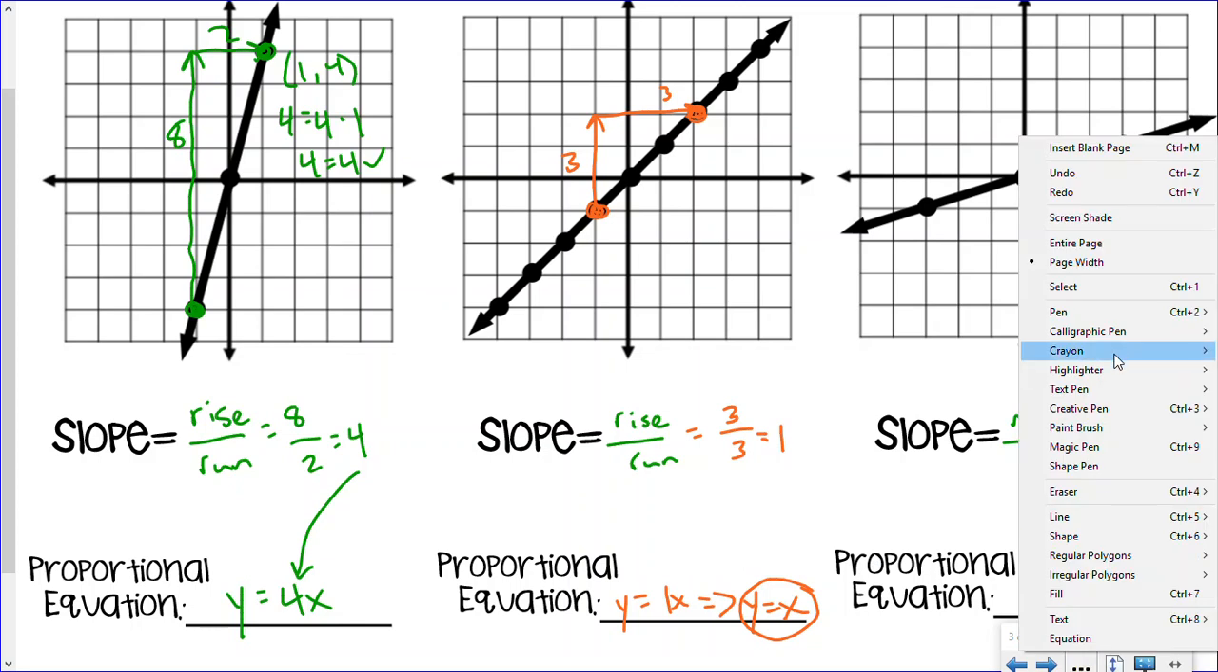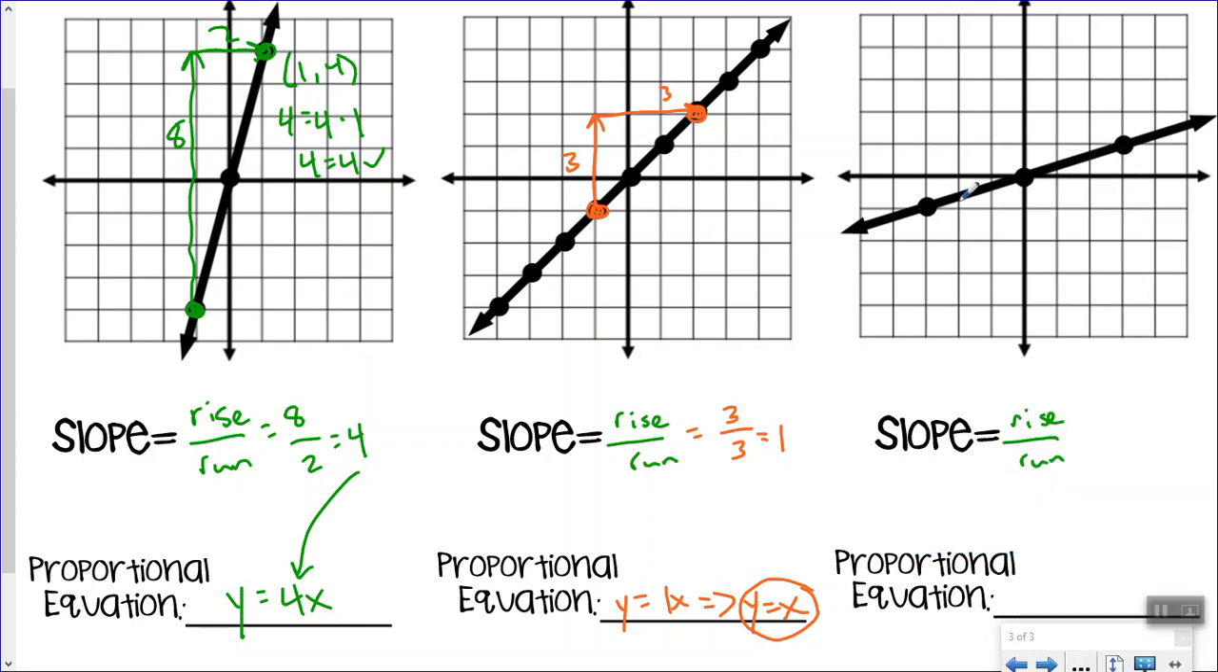Alright, so for this one, we're going to do the same thing. We're going to pick 2 points, and pick this one and this one. We're going to do our rise. We come up 1, and then we'll run 1, 2, 3. So my slope here is equal to 1 over 3, or 1/3. Because we want to be able to see that rise and that run, I'm not going to turn this into a decimal. I'm just going to leave it as the fraction 1/3 and put that into my equation.